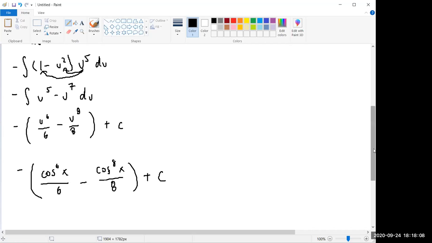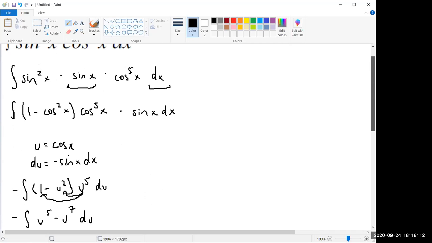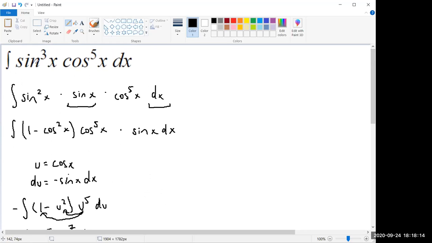Okay. So for this question, we were able to do it by splitting the sine part. I guess I have a question. Could we have done this problem by splitting cosine? What do you guys think?